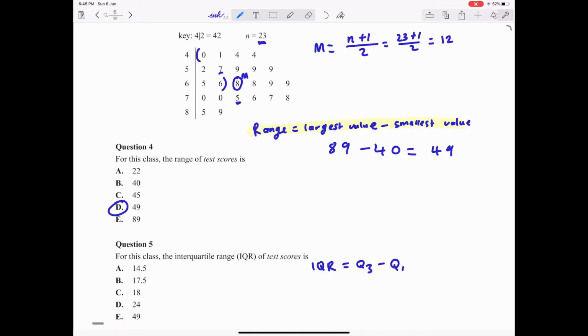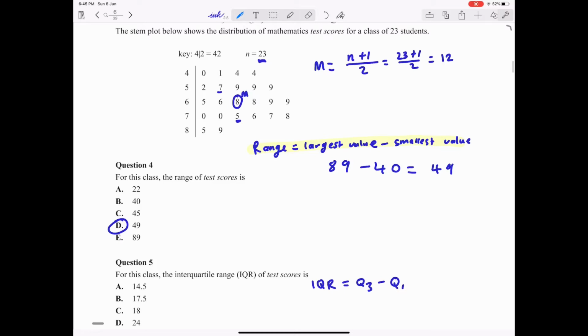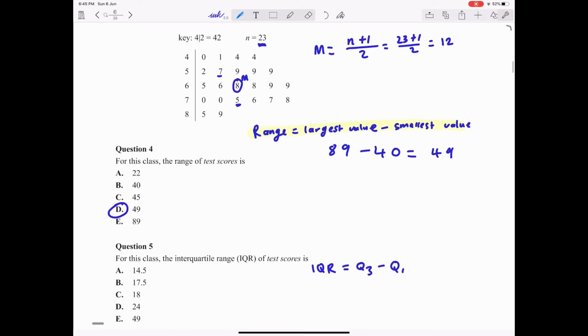Question 5. For this class, the interquartile range of test scores is... To do this, we're going to find the median value of the distribution first, using the stem and leaf plot. The position of the median is (n plus 1) divided by 2, where the value of n is 23. So 23 plus 1 divided by 2 is 12. You count 12 from the lowest number, which gives you 68.